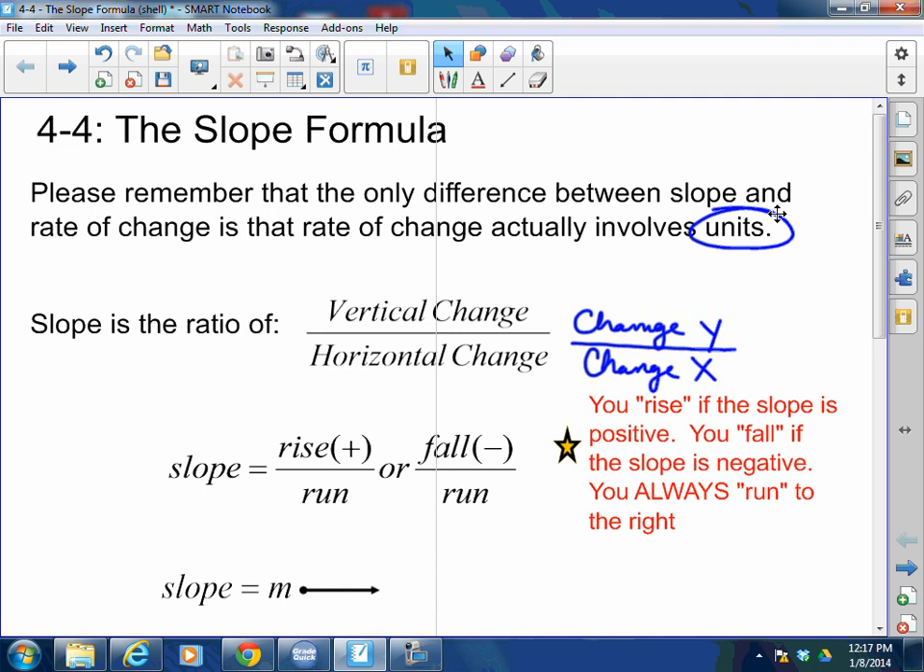So positive numerator, you're going to rise. Negative numerator, you're going to fall. But you always run to the right. The run is always positive. The denominator is always positive.